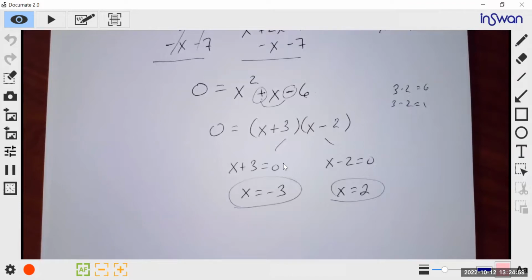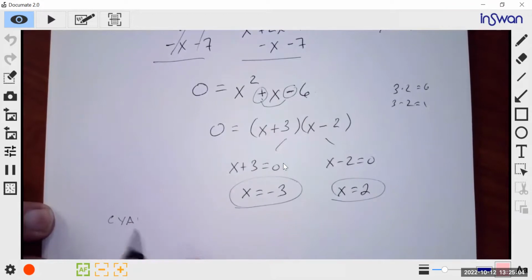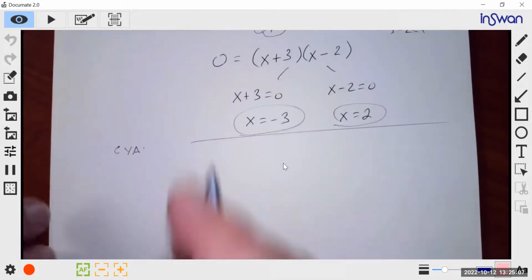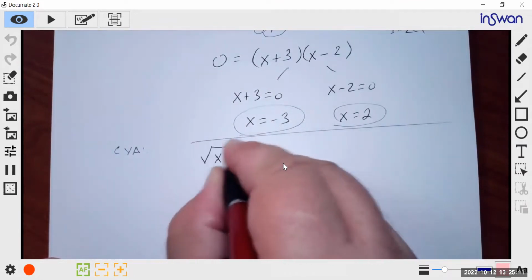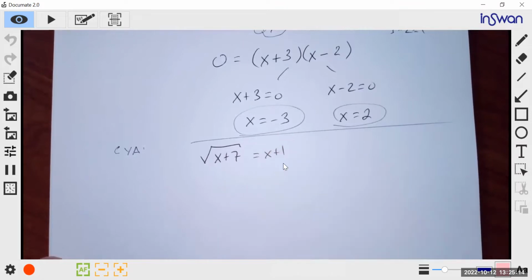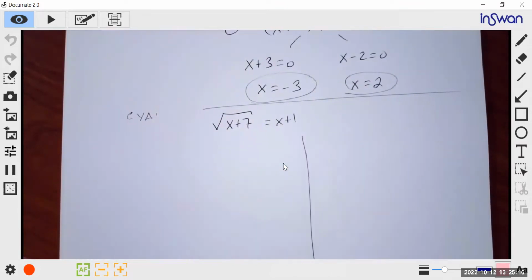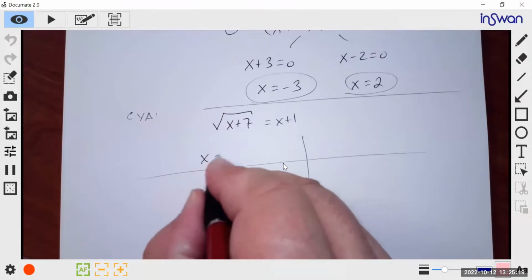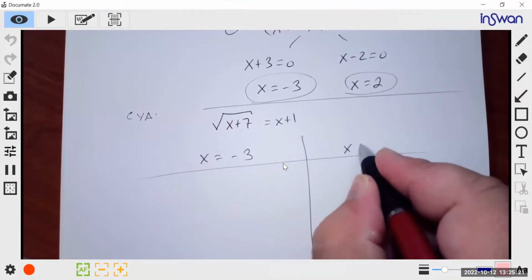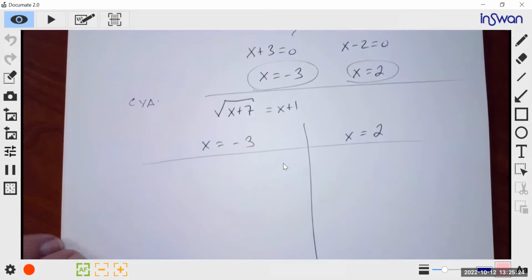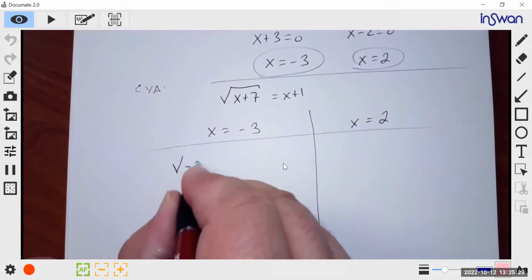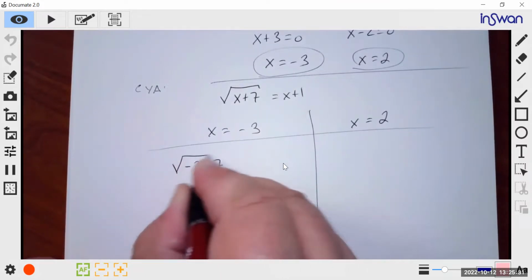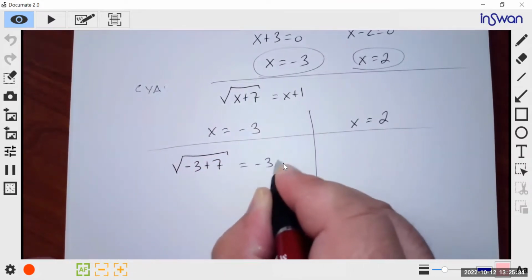Well, those are our answers. We gotta always check them. I mean, they could be, I don't know. So our equation was the square root of X plus 7 equals X plus 1. Let's look at it both ways. X equals -3, X equals 2. So we have -3 plus 7 equals -3 plus 1.